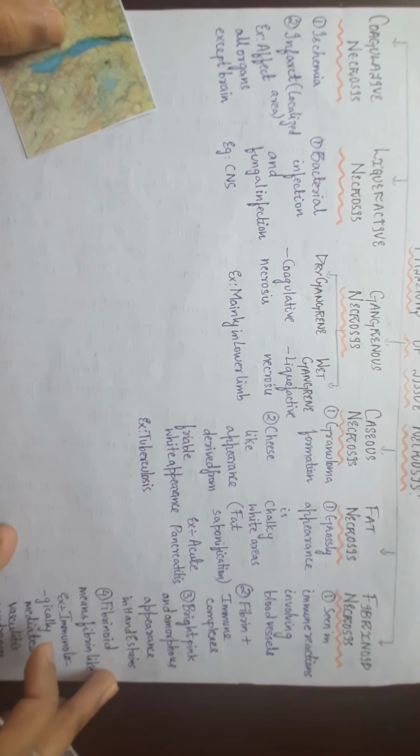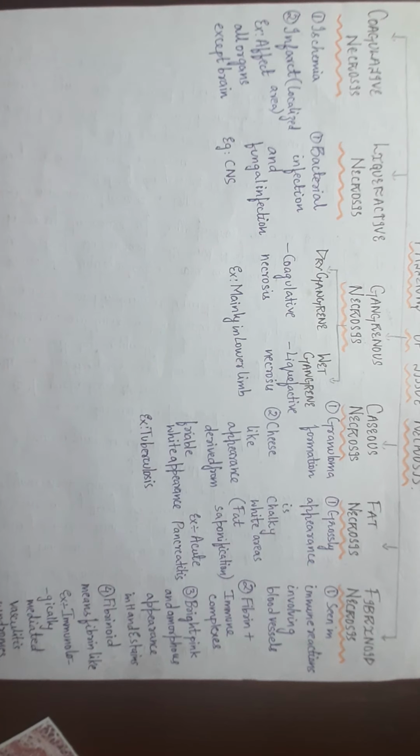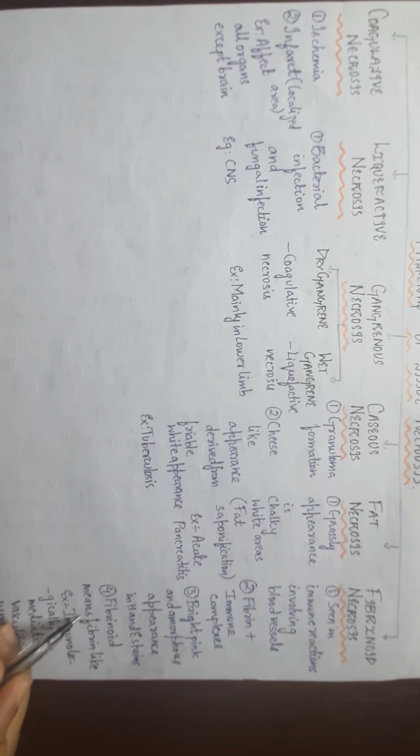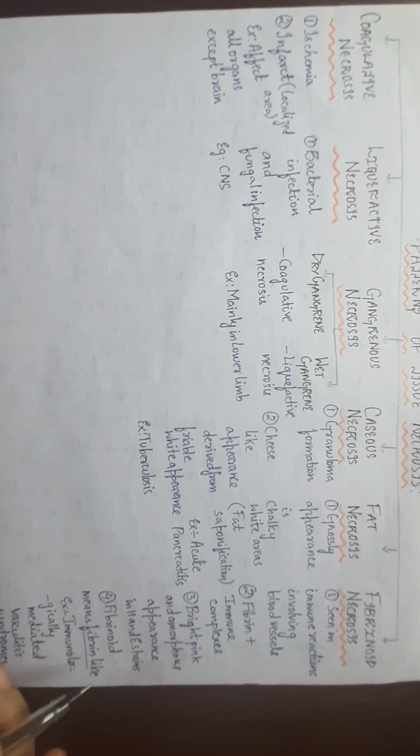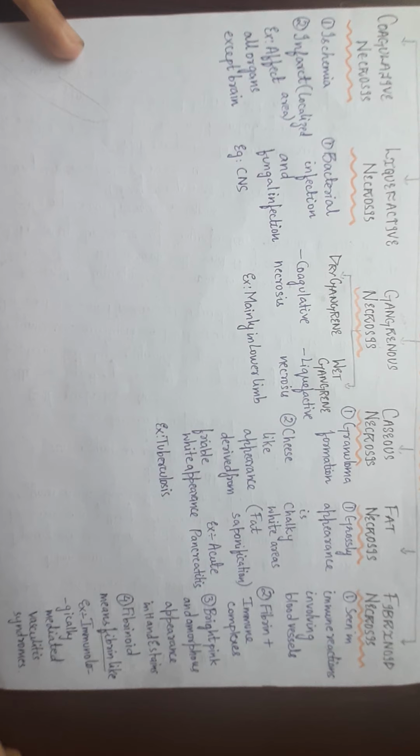And the last one is fibrinoid necrosis. This is seen in immune reactions involving the blood vessels. Fibrin plus immune complexes get deposited and give a bright pink and amorphous appearance because of the hematoxylin and eosin stains. Fibrinoid means fibrin-like, that's why it is known as fibrinoid necrosis. The example is immunologically mediated vasculitis syndrome.